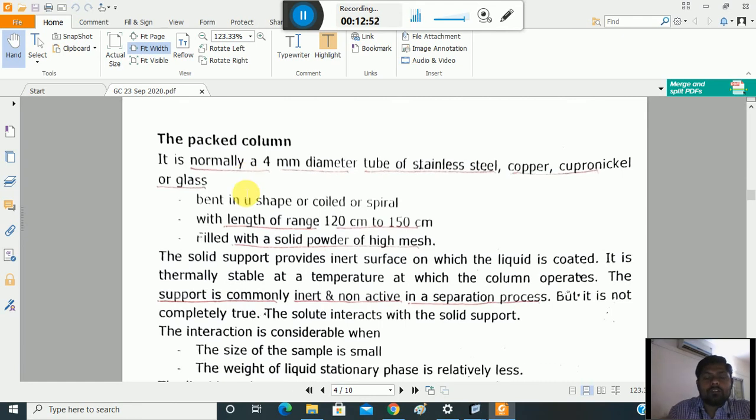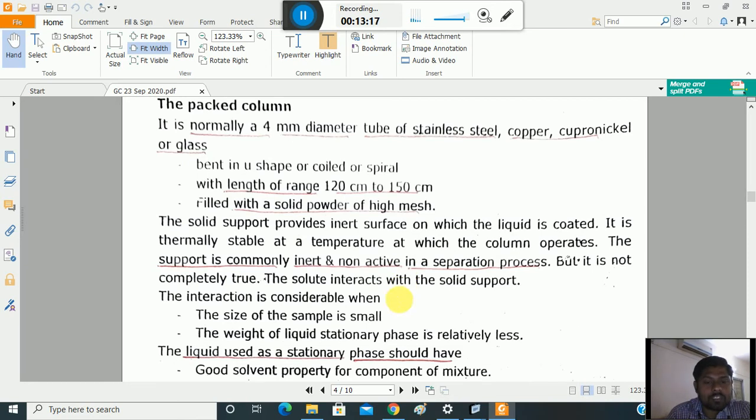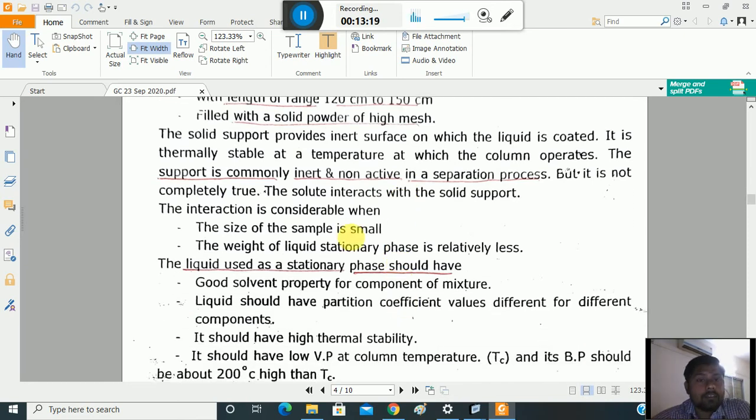The packed column: normally a 4 mm diameter tube of stainless steel, copper and cupro-nickel or glass is used. That is bent into a coil or spiral shape. That is filled with a solid powder of high mass. Now, the support is commonly inert and non-active in separation processes. The interaction is considerable. The solute interacts with the solid support, okay.